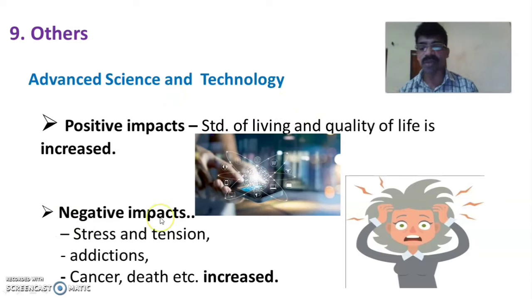At the same time, the negative impacts of advanced science and technology are stress and tension. In day-to-day life, people have more tension and more stress to cope up with different problems and issues. And stress and tension even lead into addictions or substance abuse. Ultimately the negative impact of advanced technology and science has led to a number of cancers, deaths, etc. So the negative impact increased the stress, tension, addictions, different types of cancers and even number of deaths. This is about the factors influencing health, in that other factor, that is advanced science and technology.